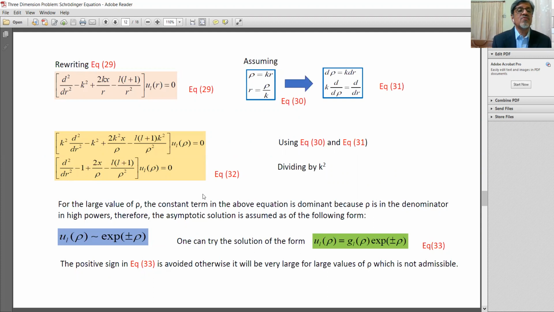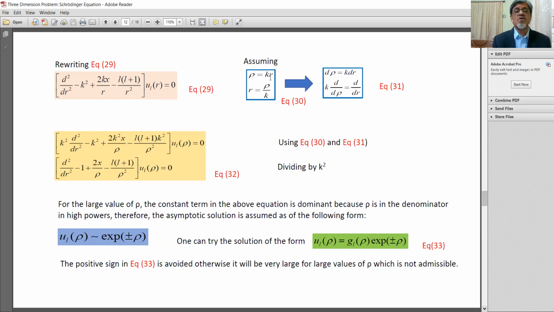Now rewriting equation number 29, it is d2 by dr squared minus k squared plus 2kx by r minus L(L plus 1) divided by r squared, acting on u_L(r), because every term had u_L(r), so we have taken it out.